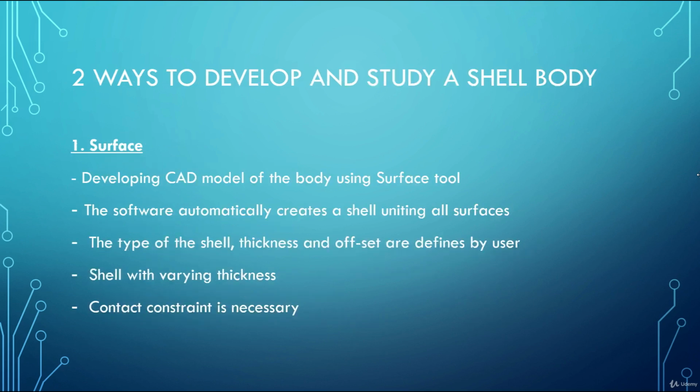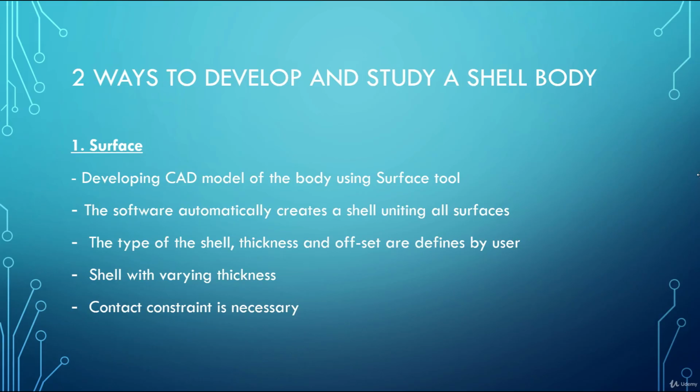So we have two ways to develop and study a shell body. For example, we can have a surface body and then treat that body as a shell body. As well, we can have a sheet metal body and then treat that body as a shell body. So in this chapter, we're going to show how we can study a shell body by using surface and sheet metal. So we can develop a CAD model by using surface tools.